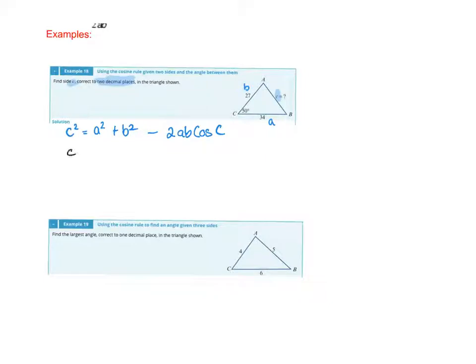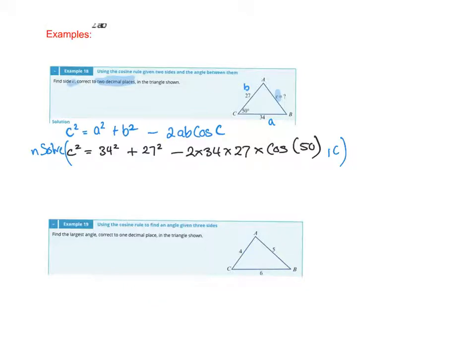We don't know what c squared is, so we'll leave that there. We know that a is 34, so we'll square it, plus b is 27 squared, minus 2 times 34 times 27 times cos 50, and make sure our calculators are remaining in degrees when we do this. So you can put in the nsolve at this point, and comma c, and we should get it.